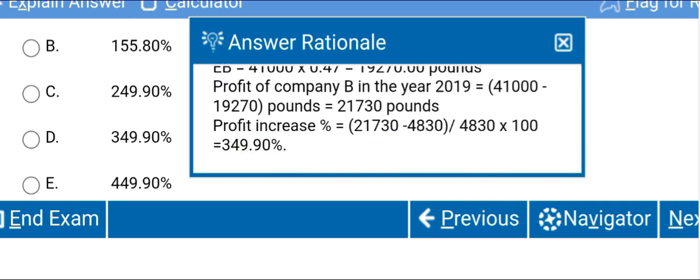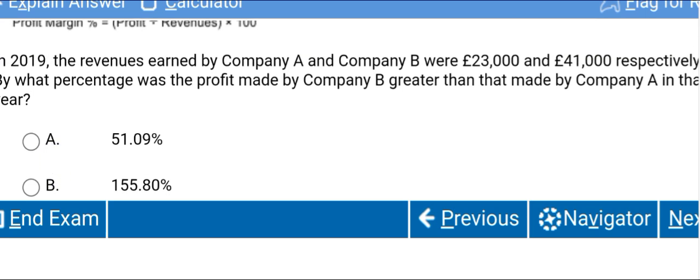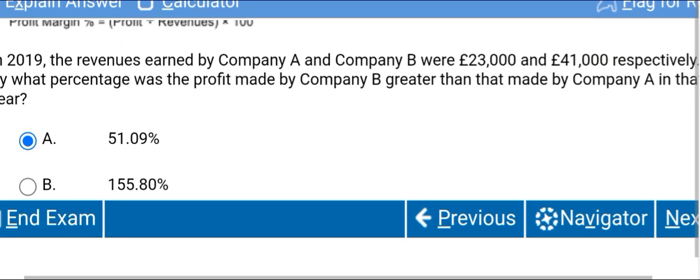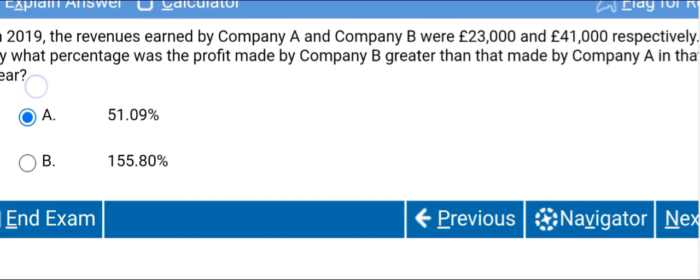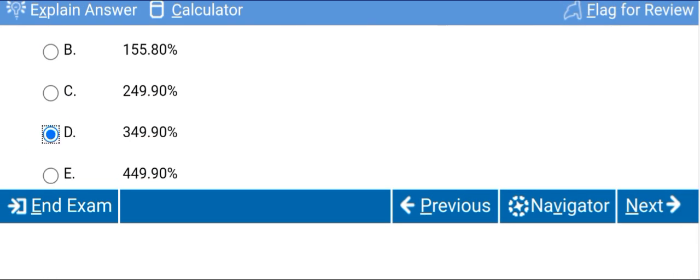Profit increase percentage equals 21,730 minus 4,830 divided by 4,830 multiplied by 100 equals 349.90%. So that's how we have the correct response, option D, which is 349.90%. The profit made by company B was greater than that made by company A by that percentage in that year.